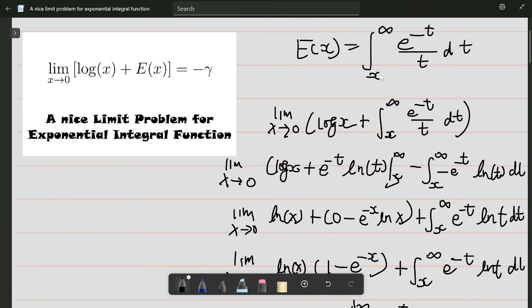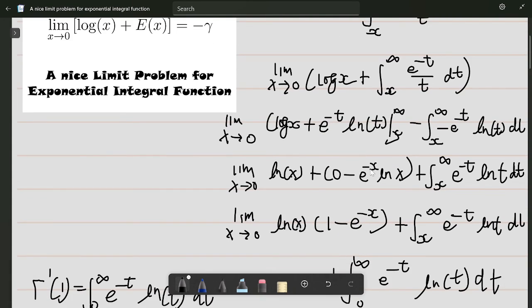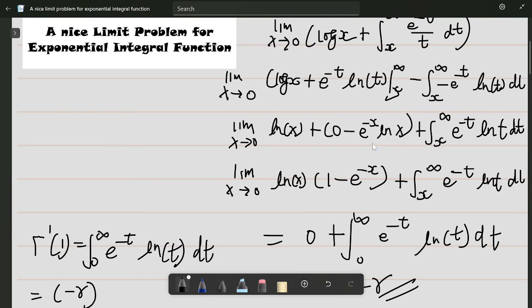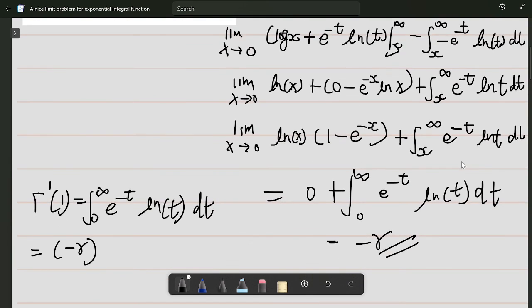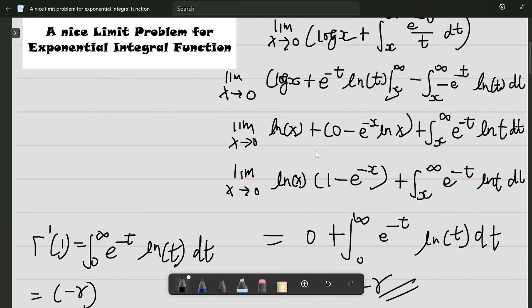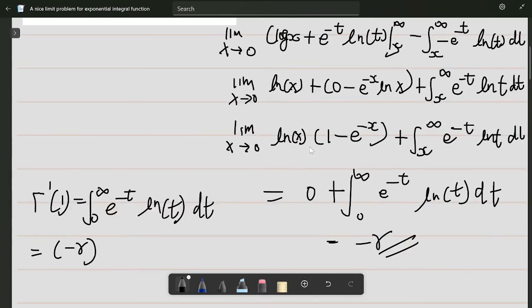So we basically used integration by parts and L'Hopital's rule to find this limit at 0, and evaluated this integral, and so we got the answer. So that was it.